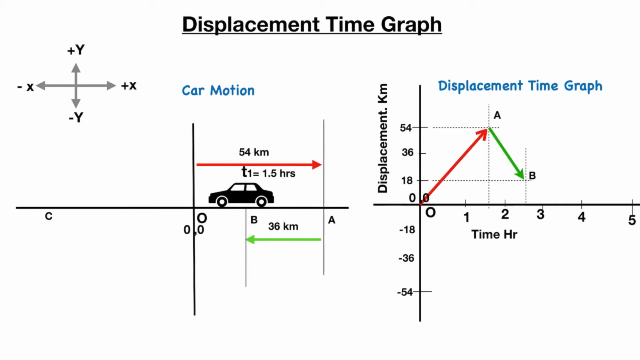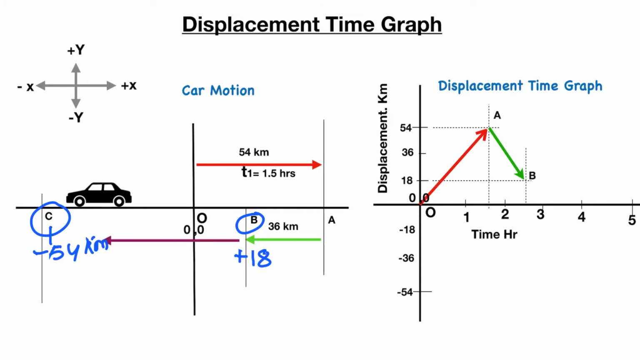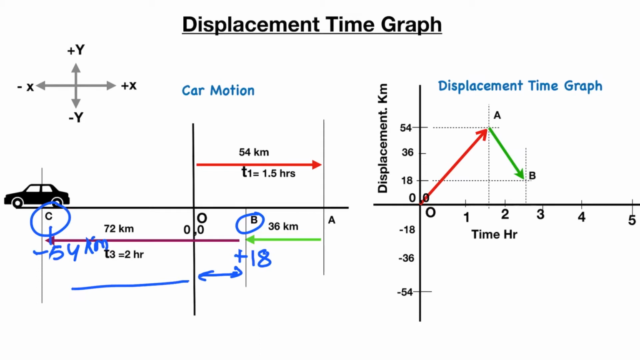Okay. Now this car will move from point B to point C here. At point B, my displacement is plus 18 from my original point. At C, it's minus 54 kilometer, as point C is on the left side of reference point O in the minus x direction. The car travels a total of 72 kilometer from B to C. 18 kilometer is this part, okay, and the 54 kilometer is this part. So total 72 kilometer in the minus x direction.